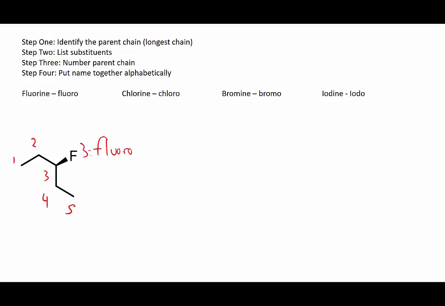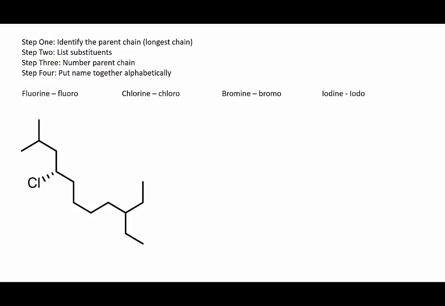And now we just put it together alphabetically. This is 3-fluoropentane. We do not need to include stereochemistry here because there's a line of symmetry down this molecule. This is an ethyl group and this is an ethyl group, so this is achiral.